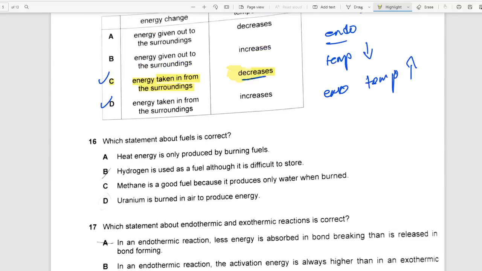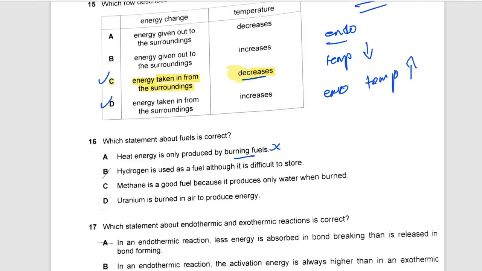The next question is talking about which statement about the fuels is correct. So let's see. First of all, heat energy is only produced by burning fuels. This is wrong. It's incorrect. Heat energy can be produced in many other ways. If you do physics, you know that heat energy could be released by anything. Okay. Hydrogen is used as a fuel, although it is difficult to store.